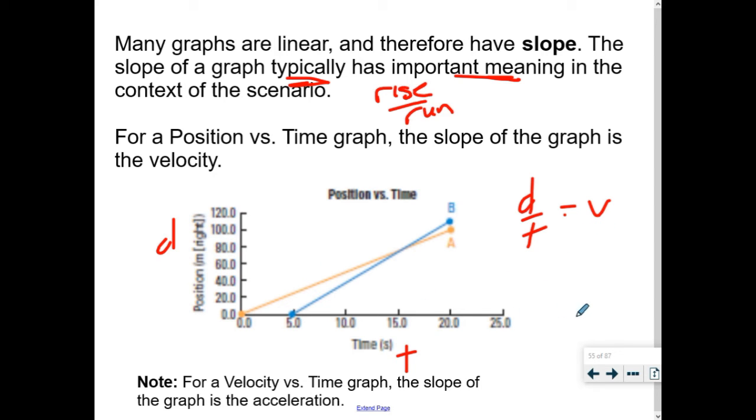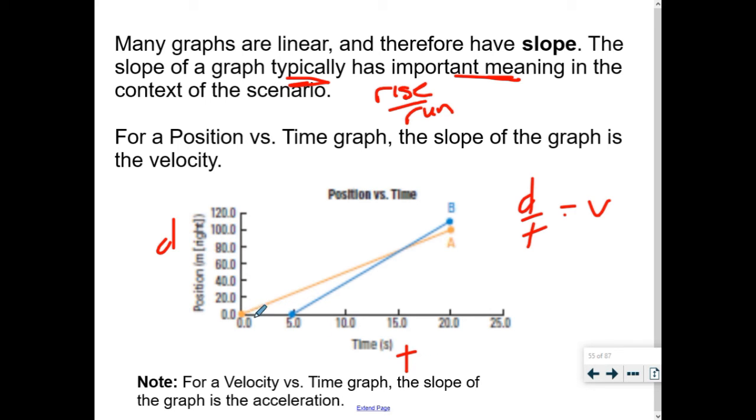Look at this graph. Which car is traveling faster? Which of these colored cars here is traveling faster? Blue. Blue is traveling faster. Why? Because it's a steeper slope. If it has a steeper slope, it has a steeper velocity.